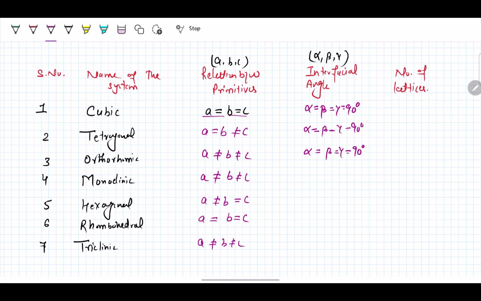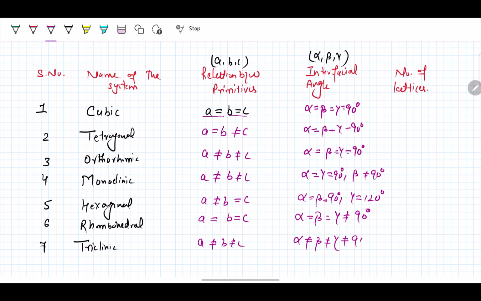In the case of the fourth one, alpha equals gamma equals 90 degrees, and beta is not equal to 90. In the case of hexagonal, alpha equals beta equals 90 degrees, and gamma equals 120 degrees. In the next one, all the interfacial angles are equal, but they are not equal to 90 degrees. And in the last, the interfacial angles are not equal, and they are not even equal to 90 degrees.